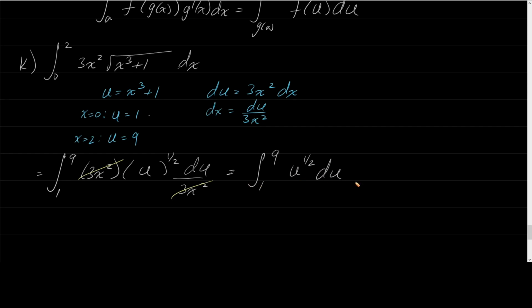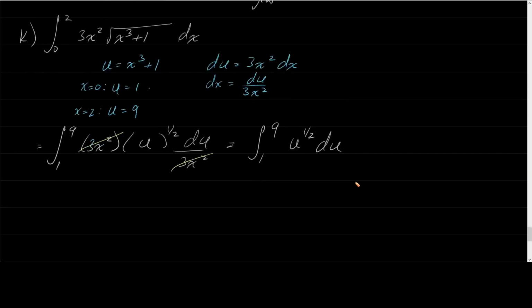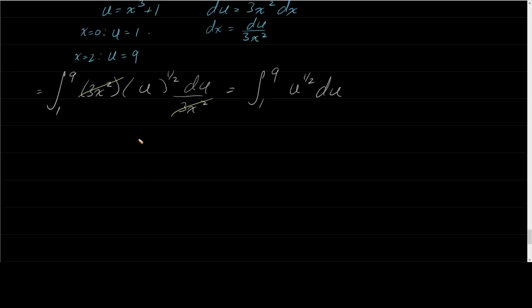And notice that it is all in terms of just one variable, u. Even the bounds are in terms of u. So what we can do now is, well, let's integrate this. When we integrate this, we add 1 to the exponent, so we have u to the 3/2, divide by the new exponent, which means multiply by the reciprocal, and we're going to have this evaluated from 1 to 9.